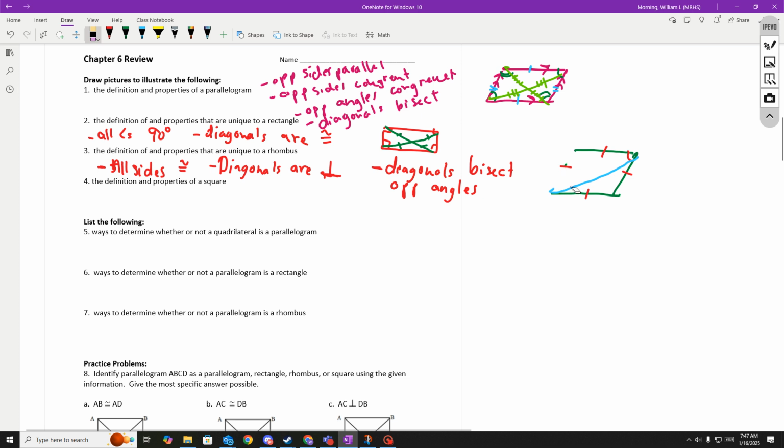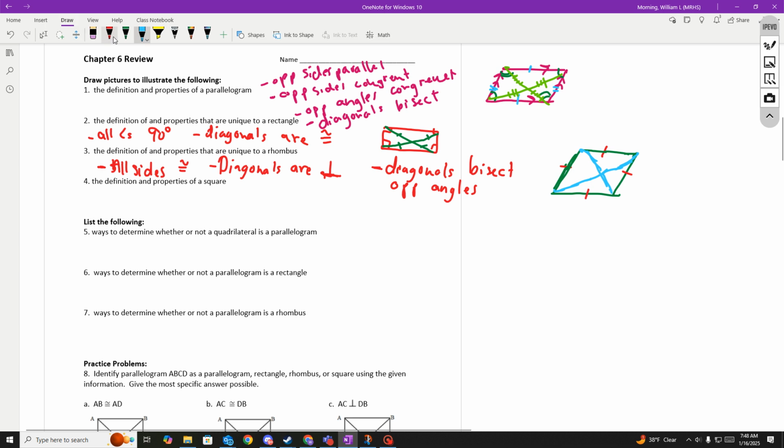Now, the last property, the diagonals bisecting opposite angles. Let me get rid of some of this so you can see what that looks like. Oops, got rid of a little bit too much. Okay, so if you draw your diagonals, so here's the diagonal. Let's draw it a little bit better because we have to draw our angles here. Here's a diagonal.